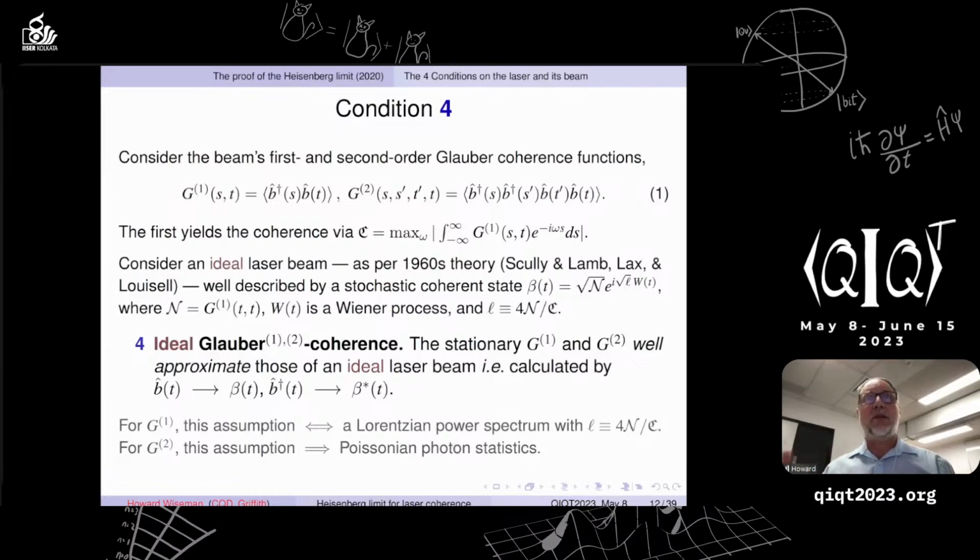There's a mathematical sense, which I'm not going to get into, in which we require G1 and G2 to well approximate that. Essentially, the assumption is just that the beam we're talking about is close to that of a standard ideal laser. Very briefly, G2 has to do with many things, but one of them is the photon statistics. With this assumption, we have something close to Poissonian photon statistics. Likewise with G1, it means we have close to a Lorentzian power spectrum, or exponentially decaying coherence function, if you like.